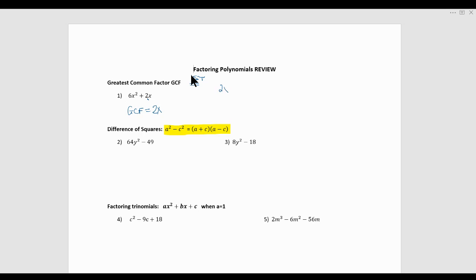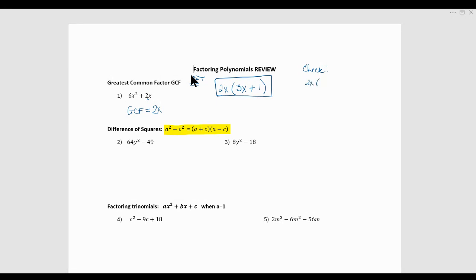I simply bring that out in front of my expression, and I will be left with 3x in my first term. Dividing 6x squared by 2x, I'll be left with 3x. And then my second term, 2x divided by 2x, is 1. So this will be my final factored form. You can check that by multiplying your factors back together, and you should end up with your original expression.